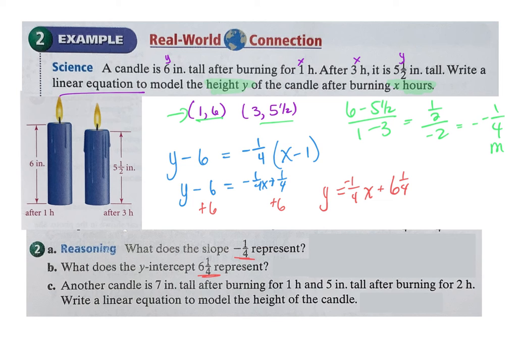It says another candle is burning, is 7 inches tall, and it's burning. So go ahead and do this one right here. Answer C by yourself.